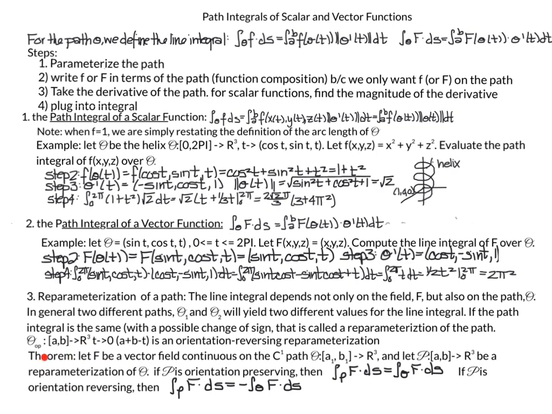And also, I'm just going to mention this theorem. If rho and sigma are both line paths, and they're basically reparameterizations of each other, but rho is orientation preserving, going in the same direction as sigma, then you expect their line integrals to be the same. If they're orientation reversing, then you expect their line integrals to differ only by a negative sign.